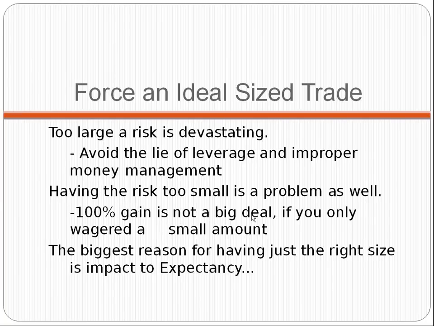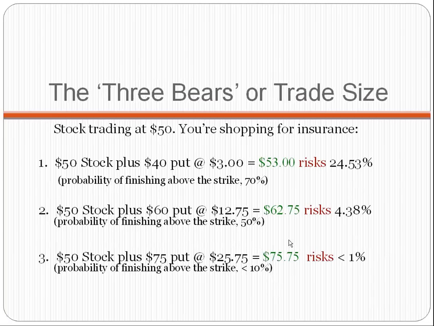Okay? A risk too small is also an issue. If you tell me that you just had a 100% gain on your last trade, I'd say that's great. But if you only wagered a small amount, you're not really getting ahead. For example, if you told me that you bought an out-of-the-money call for 10 cents, and you sold it for 20 cents, and you only bought 4 contracts, well, you invested $40 and made $80. You really made $40 total on the position. Well, that's good. You did have a 100% gain, but you're not really winning, especially if you had a loss of 20% or 30% before. The biggest reason for having just the right size, forcing an ideal size trade, is to impact the expectancy.